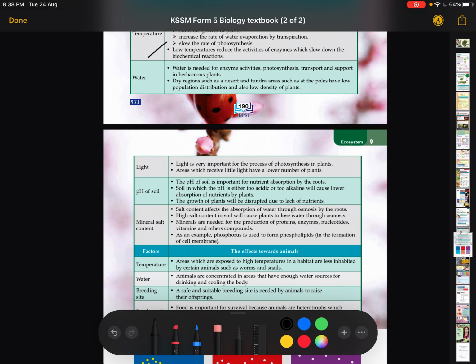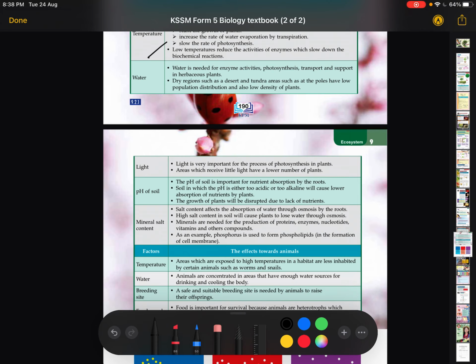For pH of soil, as I said earlier, if the soil is too acidic or alkaline, the plant will feel uncomfortable and will not be able to function normally. And another factor is that some enzymes will not work properly if they are in acidic conditions.